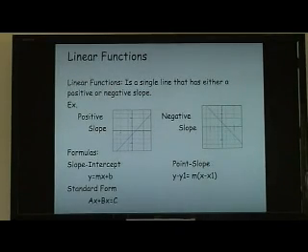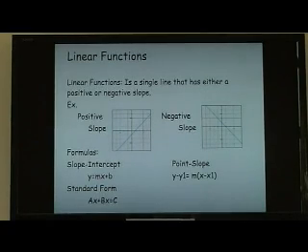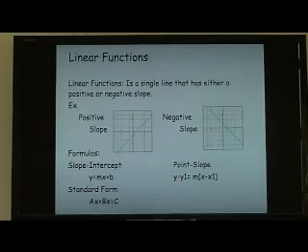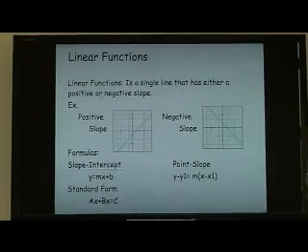Linear functions is a single line that has either a positive or negative slope. A positive slope will be facing upwards and a negative slope will be facing downwards. Example slope formulas are the slope-intercept, where y equals mx plus b, the standard form, where ax plus by equals c, and a point slope, where y minus y1 equals m times x minus x1.